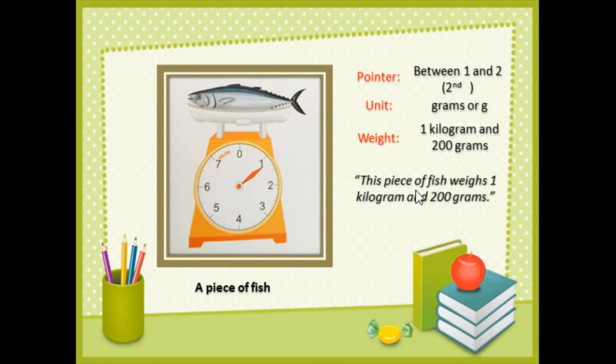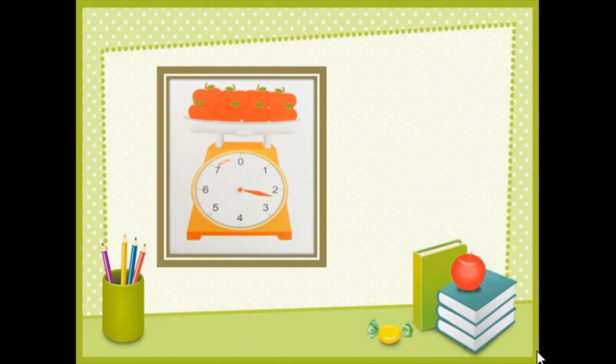This piece of fish weighs 1 kilogram and 200 grams. Again, this piece of fish weighs 1 kilogram and 200 grams. Understood? Alright, let's have another example. Let's measure the weight of tomatoes.